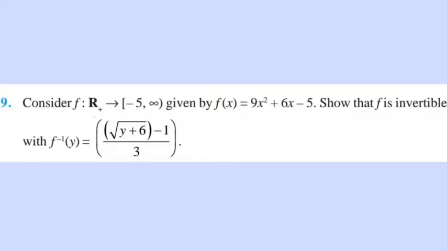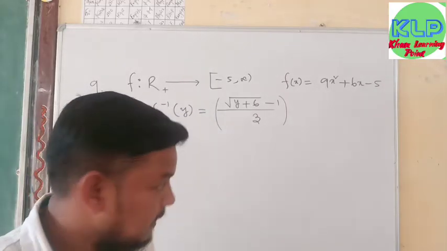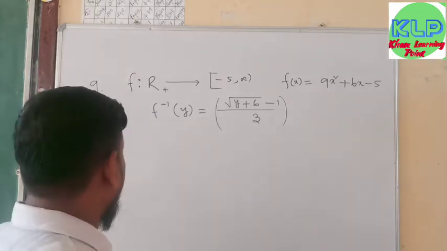This is question number 9: consider a function f from positive real numbers to the half closed interval minus 5 to infinity given by f of x is equal to 9x square plus 6x minus 5. Show that f is invertible with f inverse of y is equal to root over y plus 6 minus 1 divided by 3. Okay. This is a similar question to question number 8.